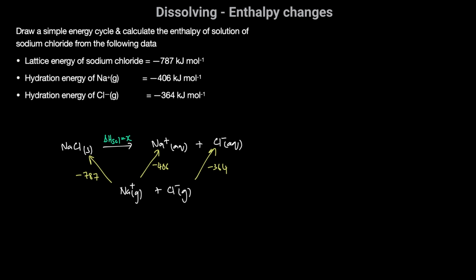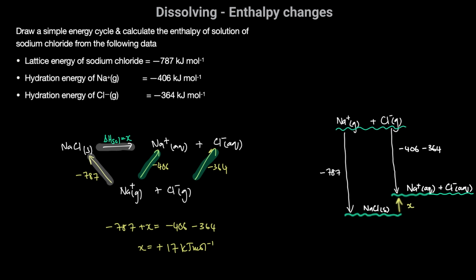So we can say here that if we're starting with the gaseous ions, we can convert those gaseous ions to the solid lattice, and then the solid lattice can dissolve to form aqueous ions in solution, or we can go directly from gaseous ions to aqueous ions. So we can say that minus 787 plus X is equal to minus 406 minus 364. So therefore X is equal to positive 17 kilojoules per mole.